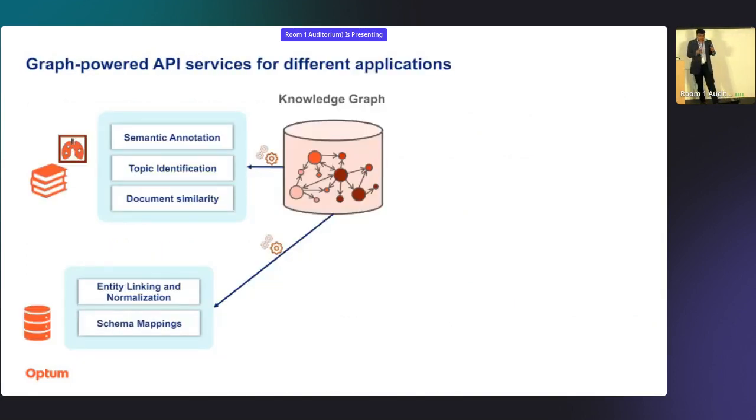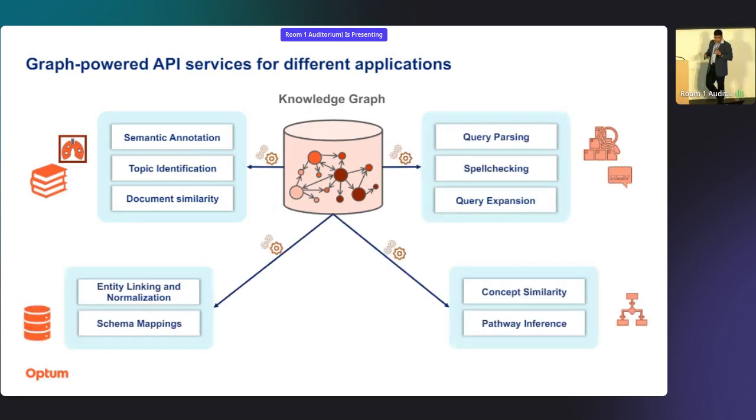And one key thing for all these different applications is also that you need to provide developer-friendly API services or other ways for developers to interact with your knowledge graph, even though they may not be familiar with SPARQL or Cypher or Gremlin or things like that. And so these services can be for batch processing of, say, documents for semantic annotation, topic identification, generating document similarity, for handling entity linking and normalization in data sets, schema mappings, etc.